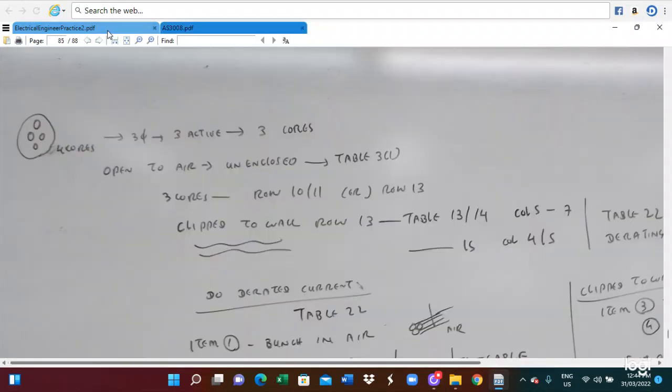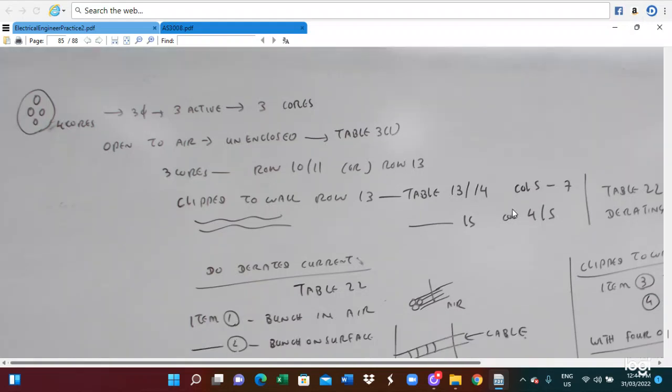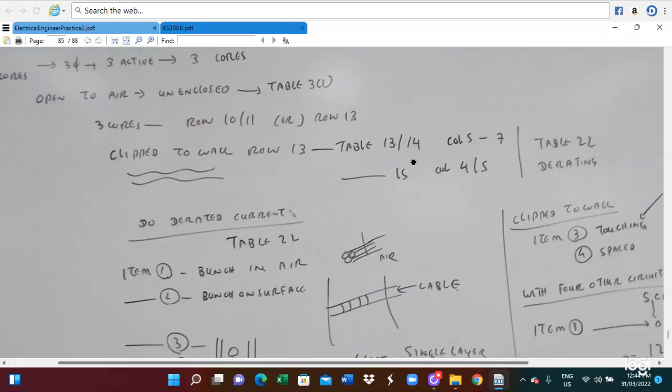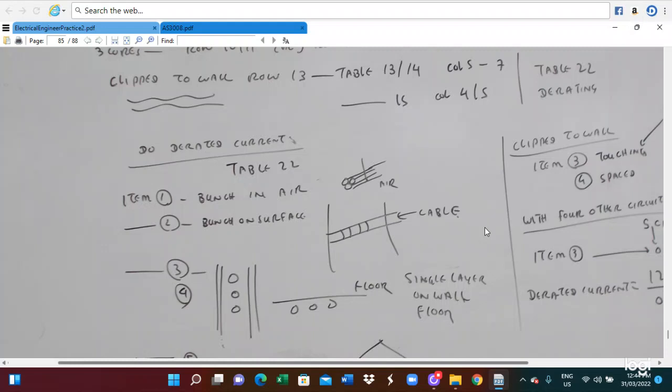So in this case, clipped to the wall, row 13, columns 5 to 7, or row 50, columns 4, 5. So in this case, 13 is for the V75, 14 for the V90, 15 for the V110, indicating 120 degrees. And table 22 is the derating, so those things I have to find out.